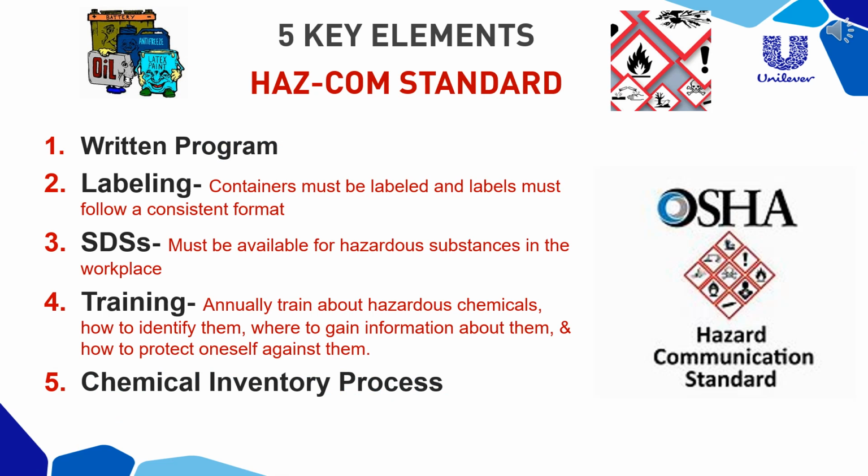So as you can see here, there are 5 key elements to the Hazard Communication Standard. There's a written program, there's labeling, there's SDS. We talked about both of those in Part 1. Annual training, which we're doing now, and then we have a chemical inventory process. The chemical inventory process basically talks about how we handle, manage, and store our chemicals and what chemicals we have on site.